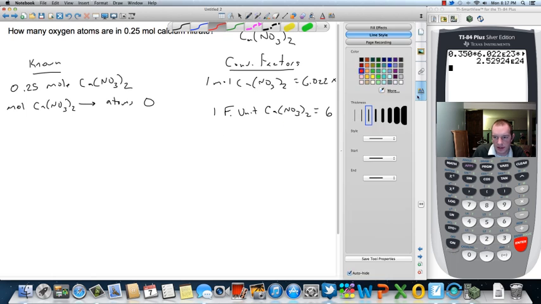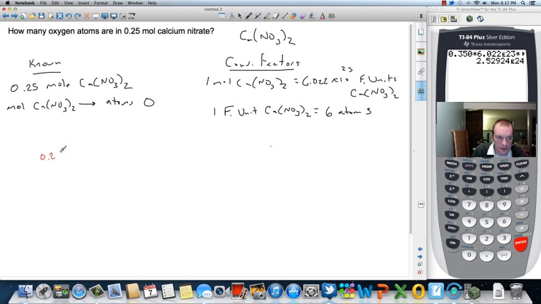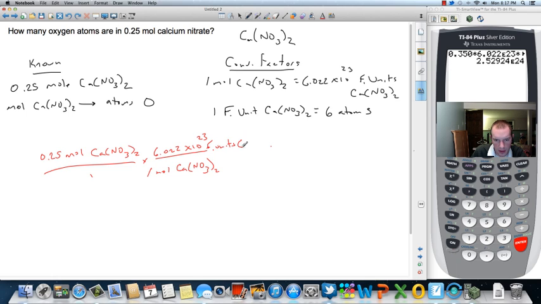Now we can set this up, and we can see that with 0.25 moles of Ca(NO3)2 over 1, for every 1 mole of Ca(NO3)2, you're going to have 6.022 times 10 to the 23rd formula units of Ca(NO3)2, and then we know that for every 1 formula unit of Ca(NO3)2, you're going to have 6 atoms of oxygen. Okay, so now we can perform that calculation.